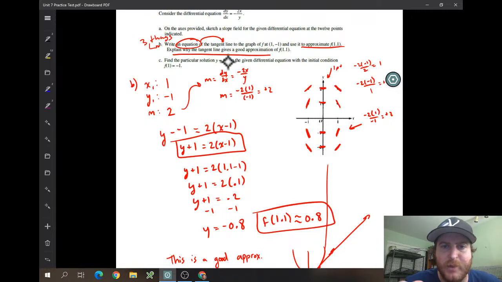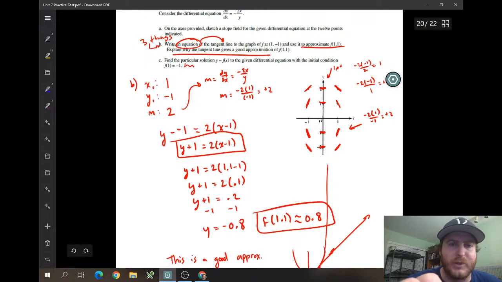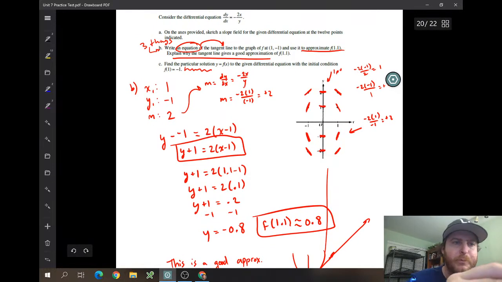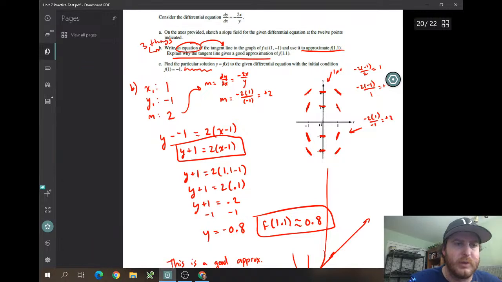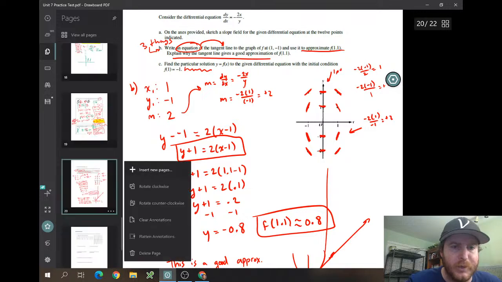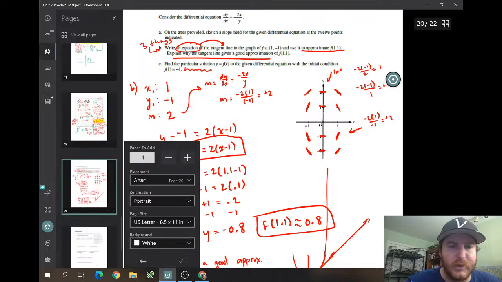The next one says find the particular solution given f of 1 equals negative 1. So find our particular solution. When we see that particular solution, that's where we separate our variables and then do the whole dy, dx, and then take the integral. So that guy shouldn't be too hard. We've done it a lot. So we had dy dx equals negative 2x over y.